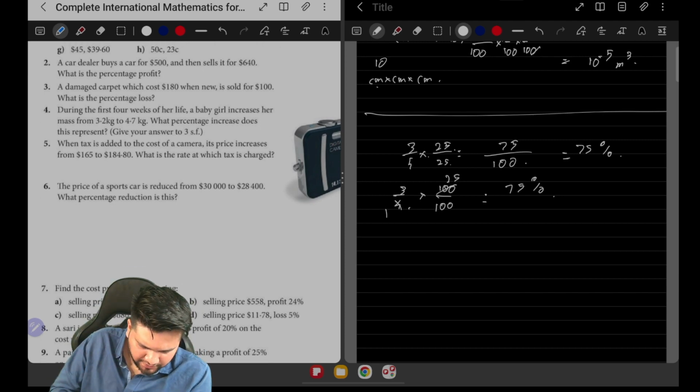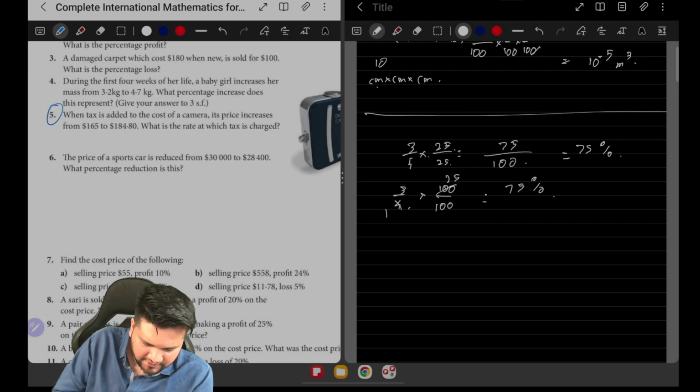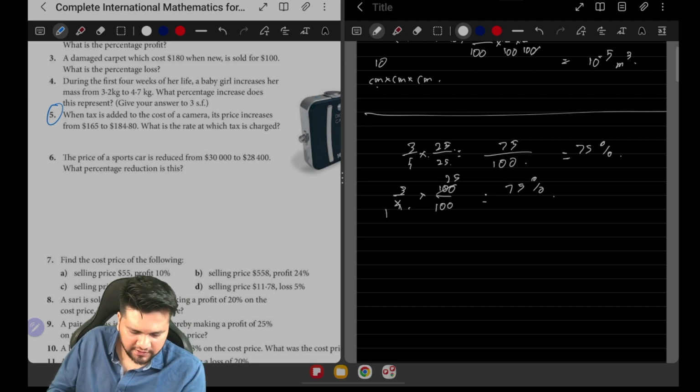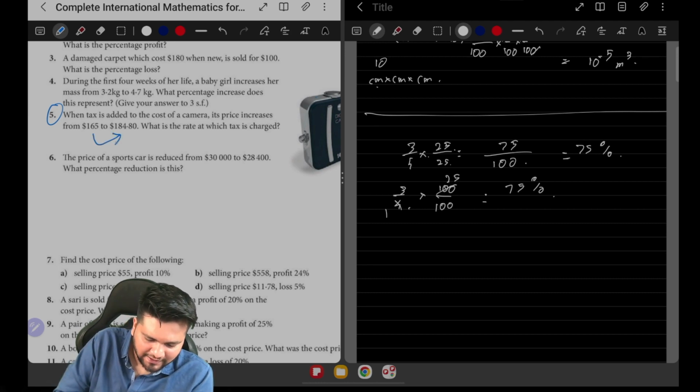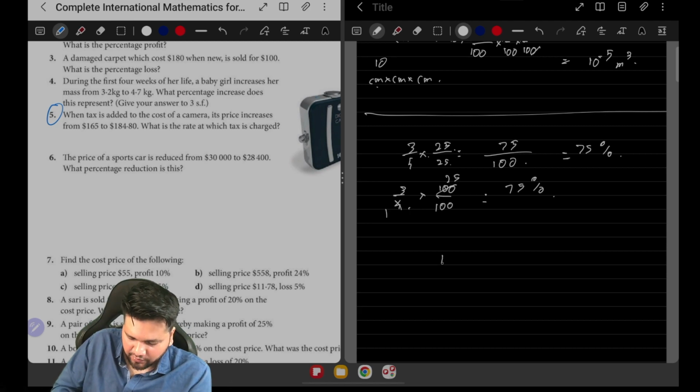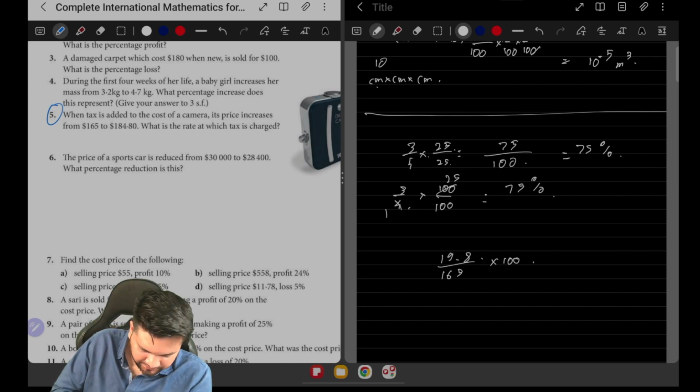See, rate of change of percentage is quite simple. When a tax is added to the cost of a camera, its price increases from 165 to 184.8. What is the rate at which tax is charged? So how much money has been added to this 165? It's 19.8. Over what? Over the final cost, right? No, it has to be on this cost, $165, and that again you will multiply by 100, you will get the answer. So whatever the percentage it would be.